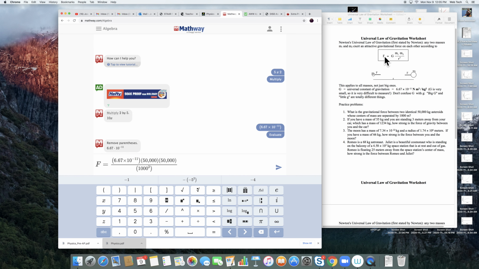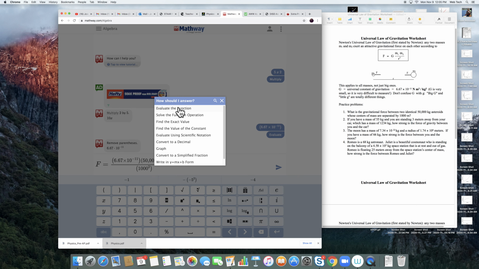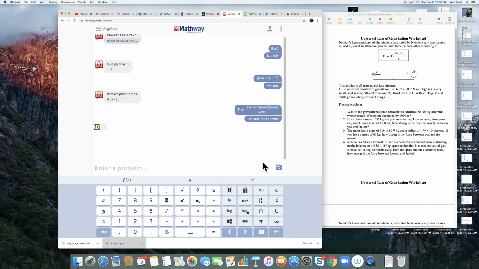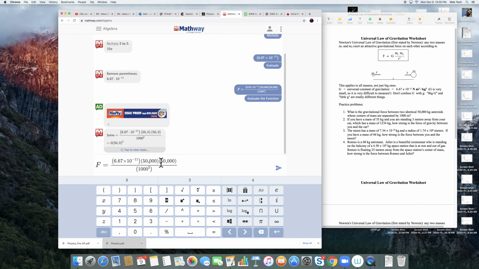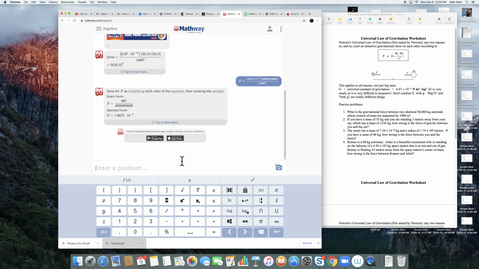The force of gravity is equal to the gravitational constant times the first mass times the second mass divided by the distance squared. And I'm going to solve this, and it's going to give me an answer, right? And here I have it. What happened here? You got to take out these commas. We don't like those commas, man.